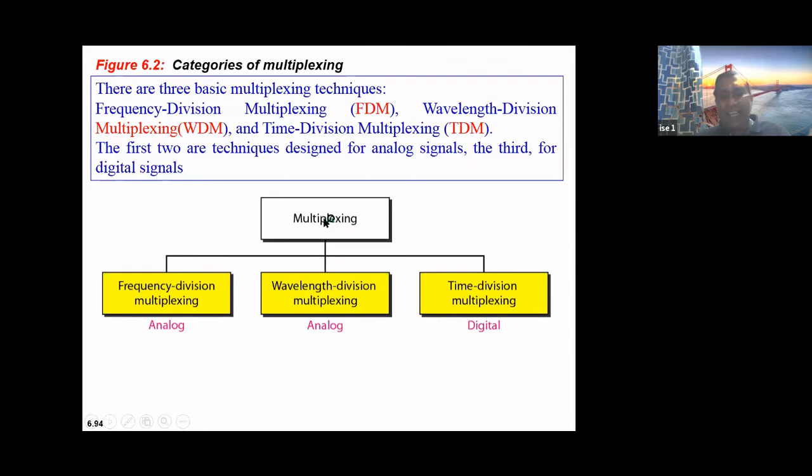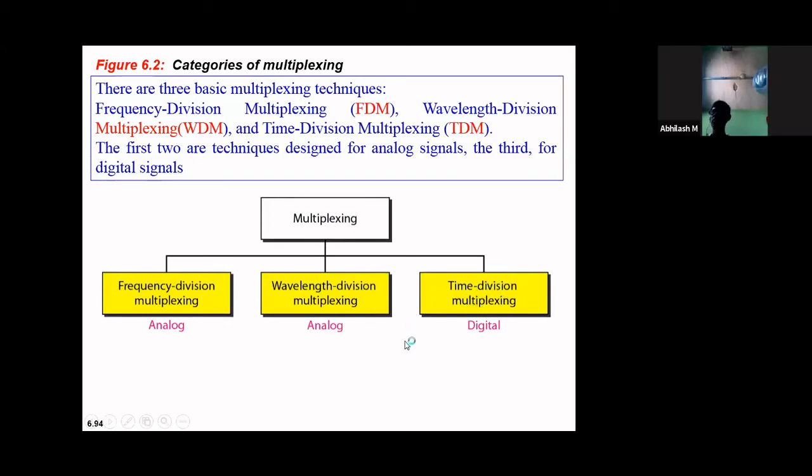And as I have informed earlier, frequency division multiplexing and wavelength division multiplexing are both used for multiplexing analog signals. Only time division multiplexing is distinct from these two, FDM and WDM. So these two carry analog signals, and this carries digital signals. It is used for multiplexing the digital signals.